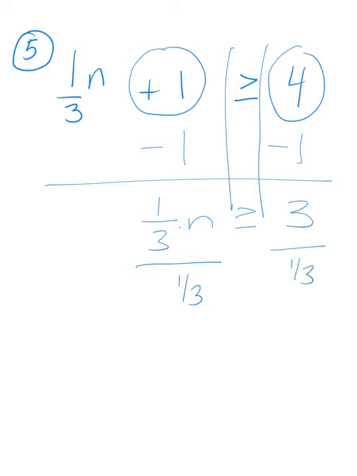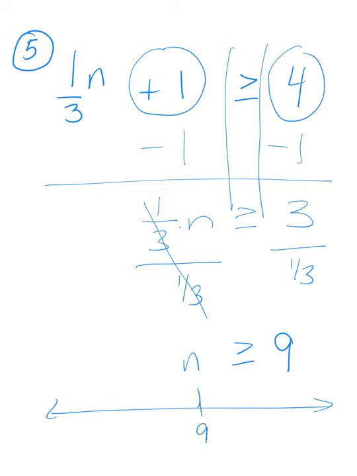Now, if you don't want to divide by 1/3, you can multiply by 3 on both sides. So you're going to have n is greater than or equal to 9. What kind of circle do you have above 9? Closed circle to the left.